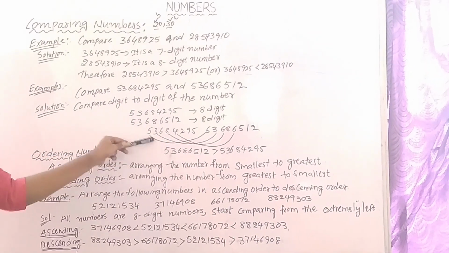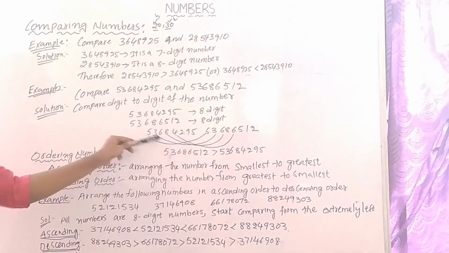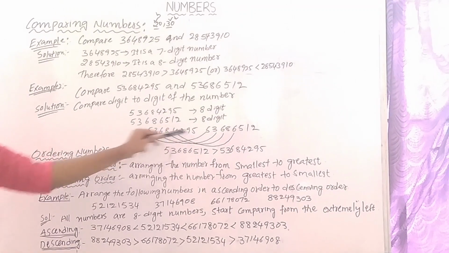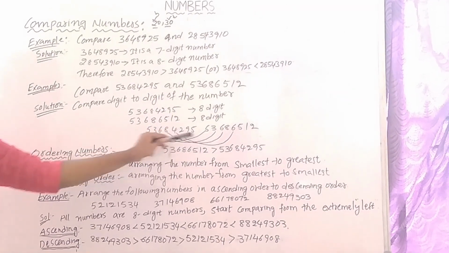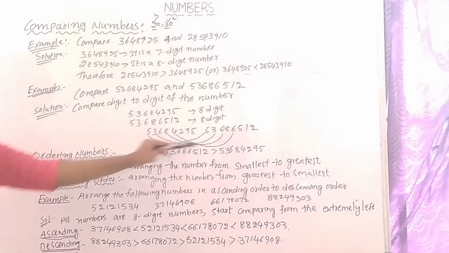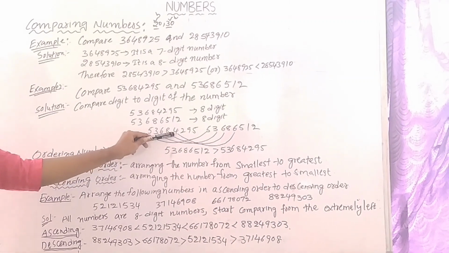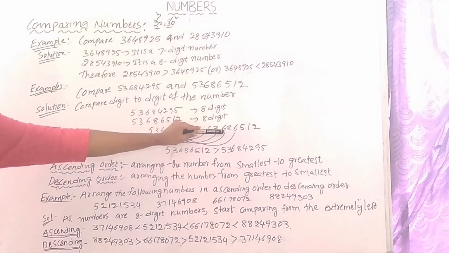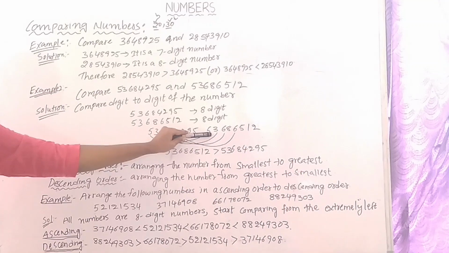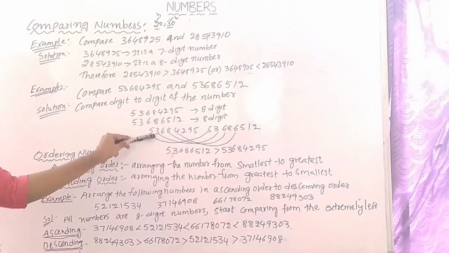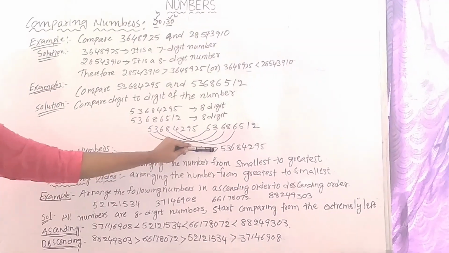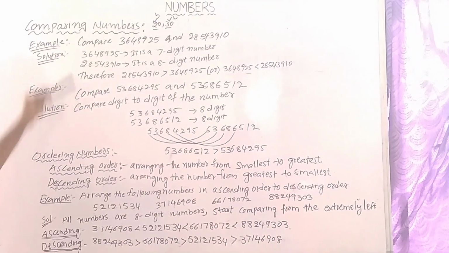5, 5 is the same number. 3, 3 is the same number. 6, 6 is the same number. 8, 8 is the same number. 4 and 6, same or different? Different. So which is the biggest? 6 is the biggest, so this number is the bigger number. So we keep the sign like this. This is comparing numbers.